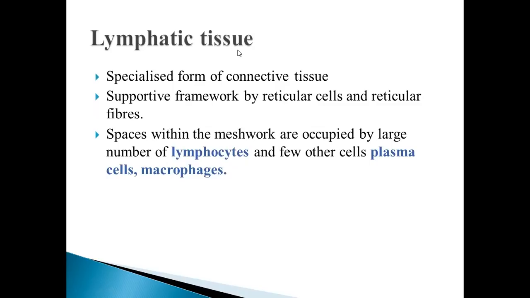Lymphatic tissue is basically a specialized form of connective tissue. We have also seen other specialized forms of connective tissue, like bone and cartilage. Its supporting framework is formed by reticular cells and reticular fibers. The main content here is lymphatic cells, T and B lymphocytes, aggregated in tissue supported by reticular cells and reticular fibers. The spaces within these meshworks are occupied by lymphocytes. Other than this, there are also plasma cells and macrophages.